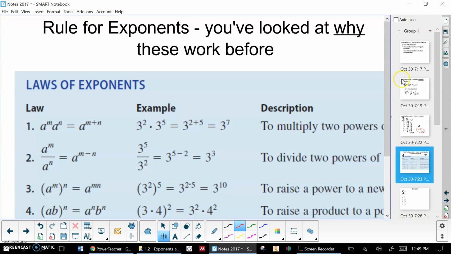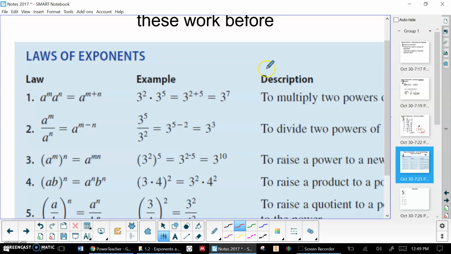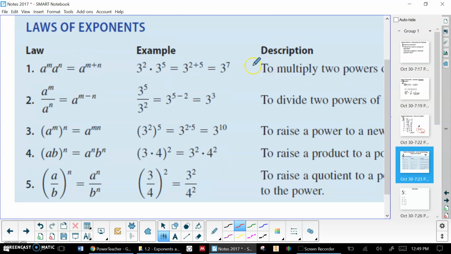So here's a list of exponent rules. You can certainly pause this video at any point and write these down. These are things that you need to know. These are things that you've worked with before. You've explored why these work before. Now it's just time that we have to know these rules.